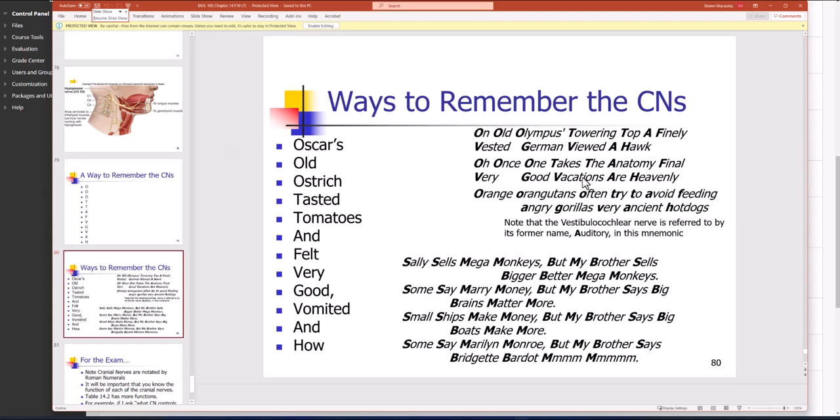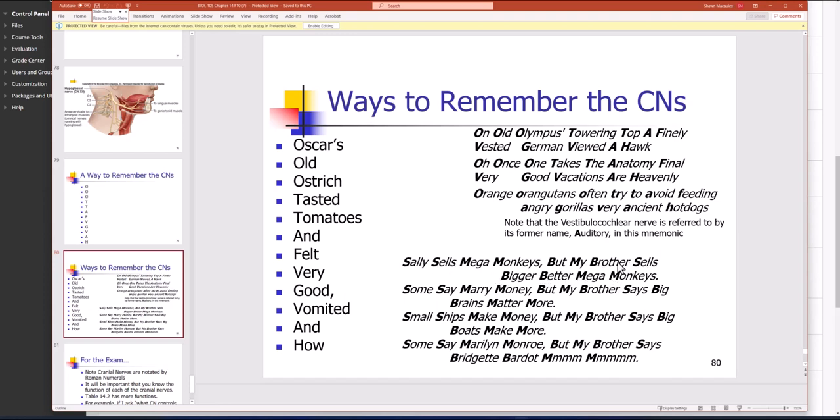There's another set of mnemonics, for example, Sally sells mega monkeys, but my brother sells bigger, better mega monkeys. I know it sounds silly, right? But here's what this means. The first nerve is sensory. The second nerve is sensory. The third nerve is motor only. The fourth nerve is motor only. The fifth nerve is both. So we have sensory, sensory, motor, motor, both. Motor, both, sensory, both, motor.